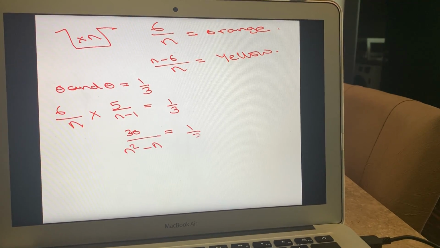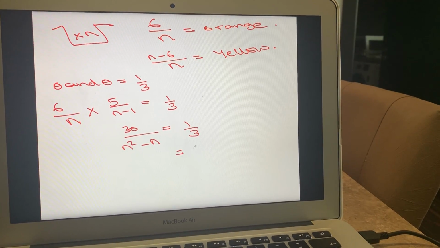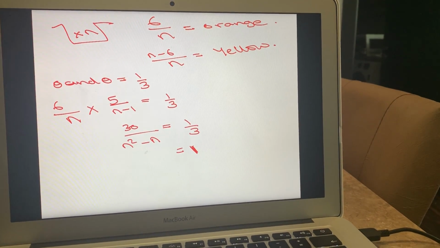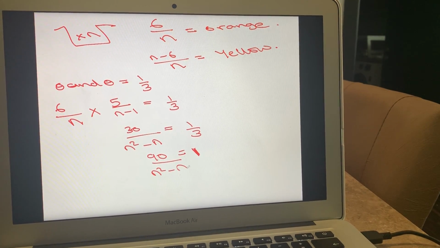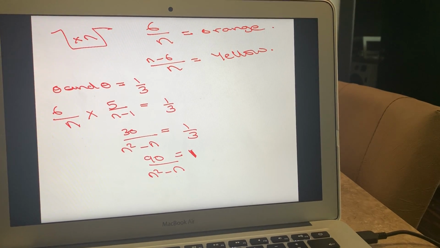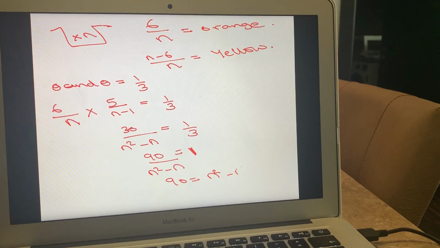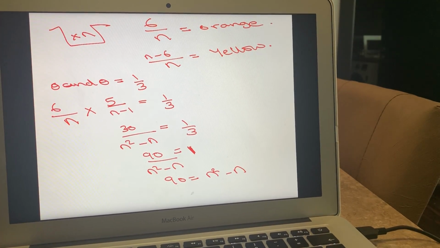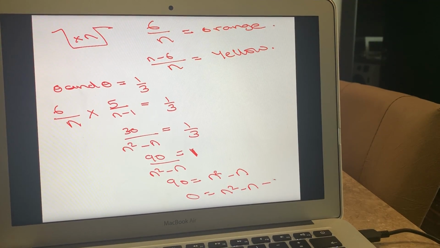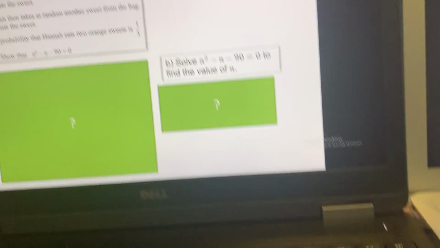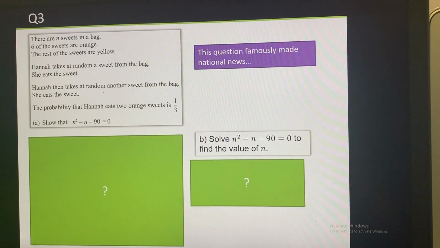equals 1/3. Times this by 3, so I don't have a fraction. So that's 1 equals 90 over n squared minus n. Times the denominator, I'll take the denominator over. Bring the 90 there. Just like the question wanted. Okay, wasn't too hard at all, was it?